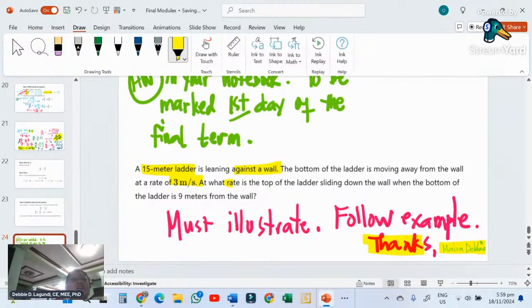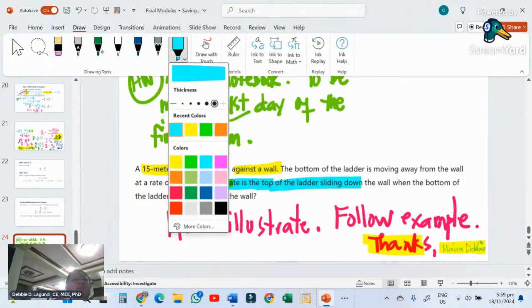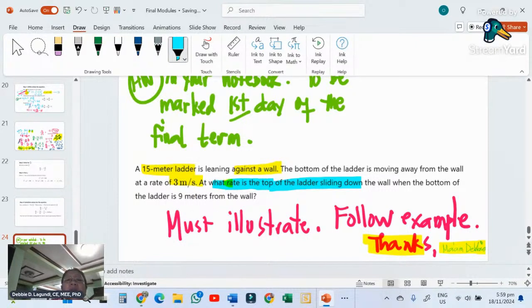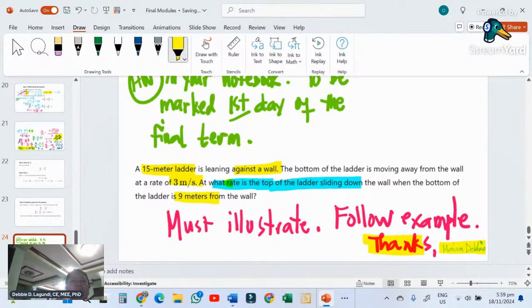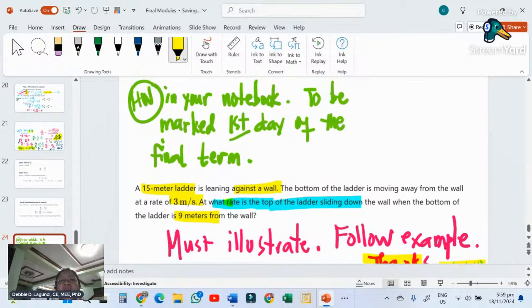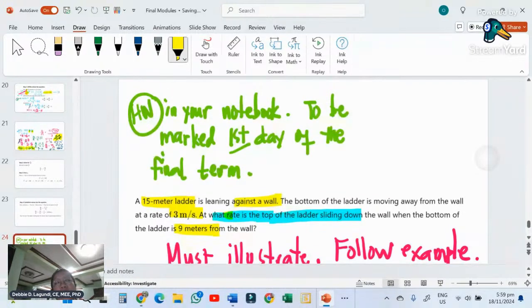Rate. So let's shade that with a different color so that it will be different from the rest. What is the rate of the top of the ladder sliding down the wall when the bottom of the ladder is 9 meters from the wall? So it's the same scenario. Okay, you have to illustrate, follow the example I had in my explanation, and put this in your notebook.